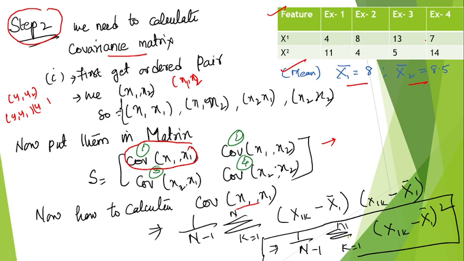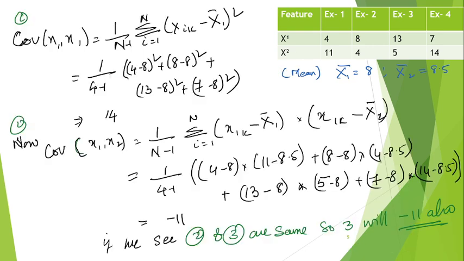So n minus 1 is 4 minus 1, sigma k equal to 1 to n, (x1k minus x1 bar) times (x1k minus x1 bar). That means 1k, the first element is for x1 bar, the second for x2 bar. If both are equal, it becomes (x1k minus x1 bar) squared. We will solve the problem and you will be able to know how to use this formula. Correct?